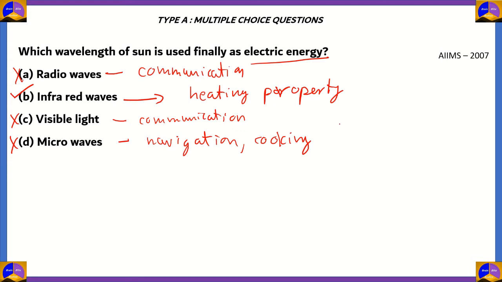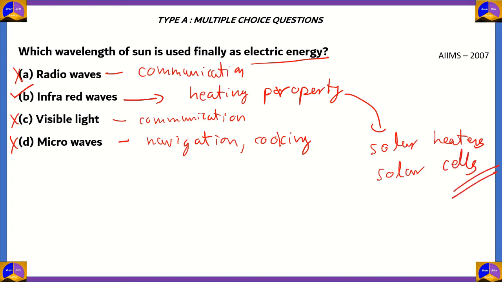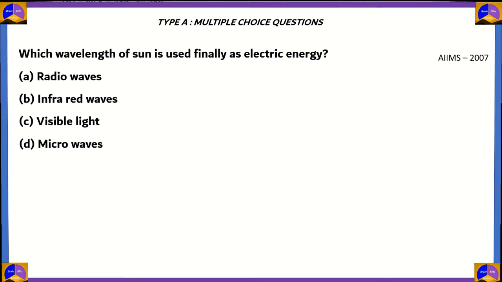And this heating property again can be used in solar heaters and also solar cells. So therefore, solar cells convert the energy from the sun into electricity. So therefore, infrared waves are the wavelength of sun, which we use finally as electric energy. So option B again is the right option.